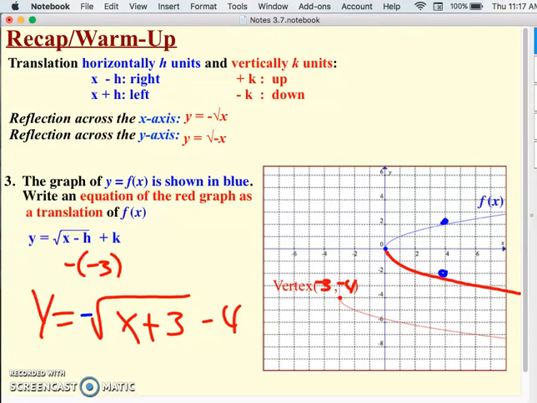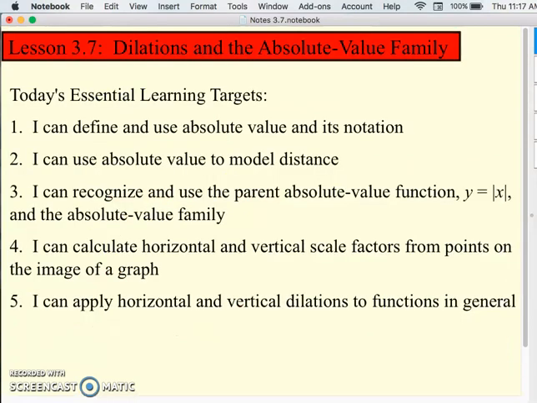So now I've written a reflection with a left and a down. Again, it's just practice, right? You guys get lots of practice of this during this chapter for sure. It's mainly all about transformations. Okay. Well, then there's the new idea.